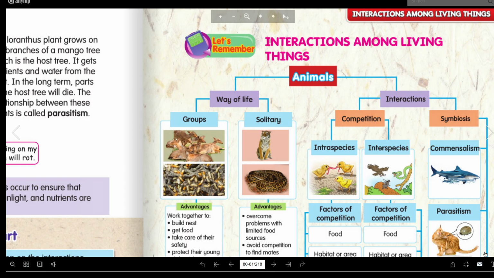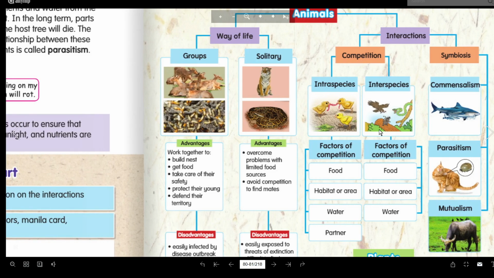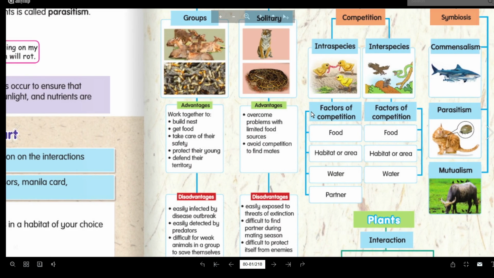Interactions between animals can be competition or symbiosis. There is commensalism, parasitism, and mutualism. Commensalism is when one gets the benefit and the other is not affected. Parasitism is when one has the benefit and the other is getting hurt. Mutualism is when both are getting a benefit.